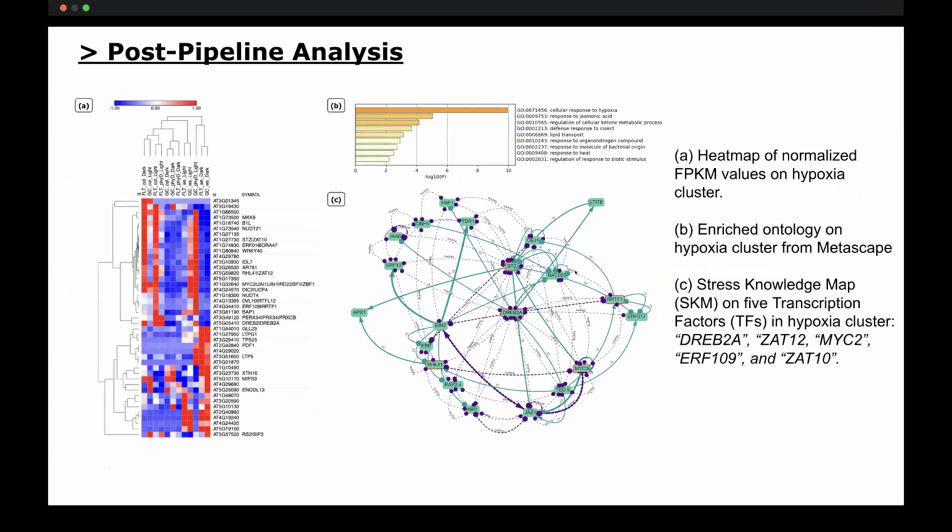Lastly, we perform post-pipeline analysis. We take this hypoxia cluster to do some more analysis, such as producing a heat map using normalized counts, or producing gene ontology analysis using Metascape. We also construct a stress knowledge map on 5 transcription factors that were found in the hypoxia cluster to give better insight into what we found in the flight data representation.